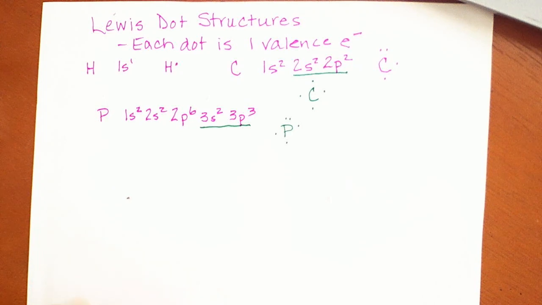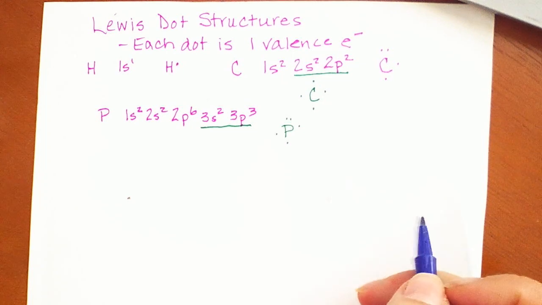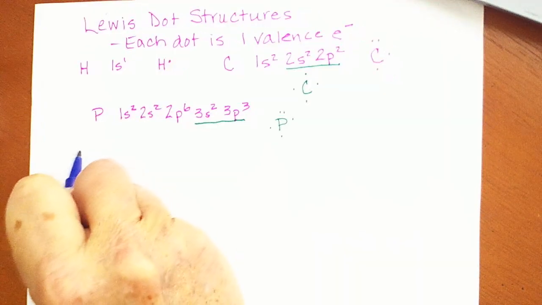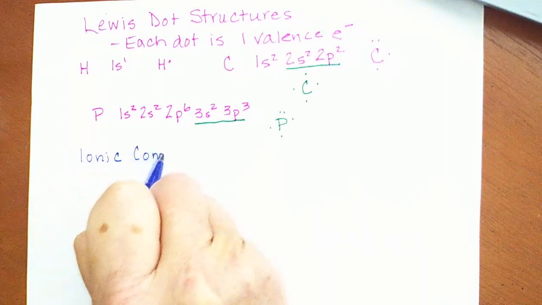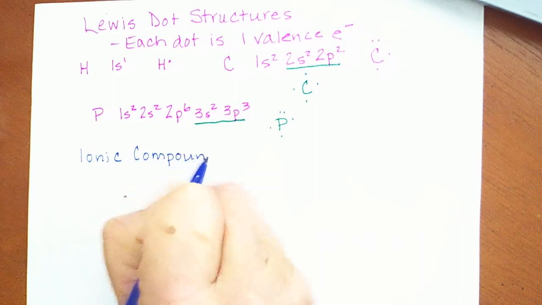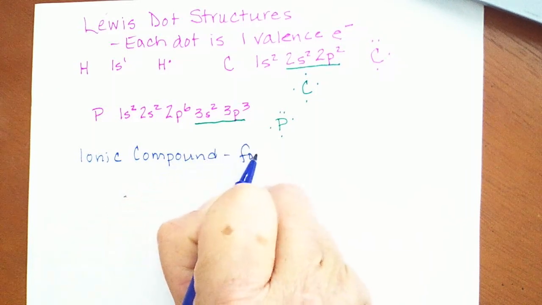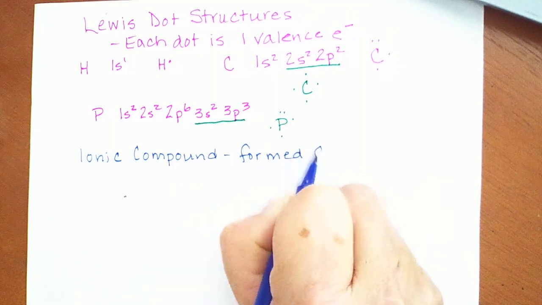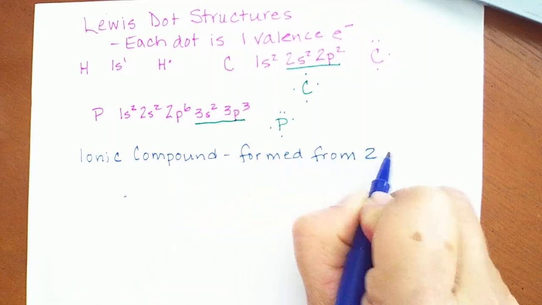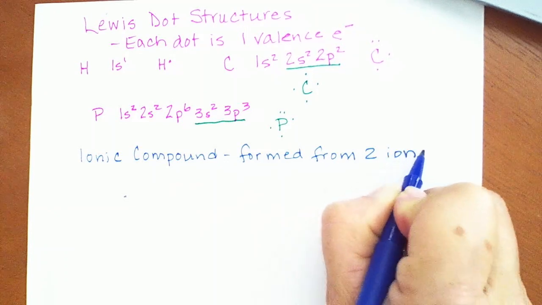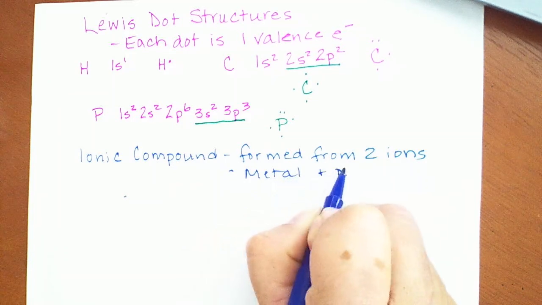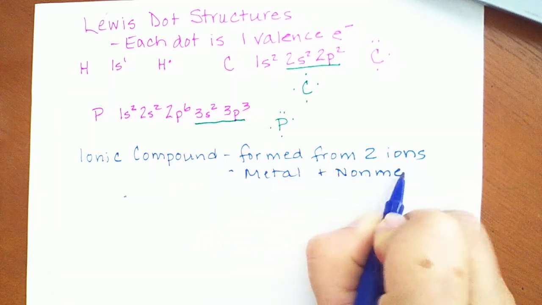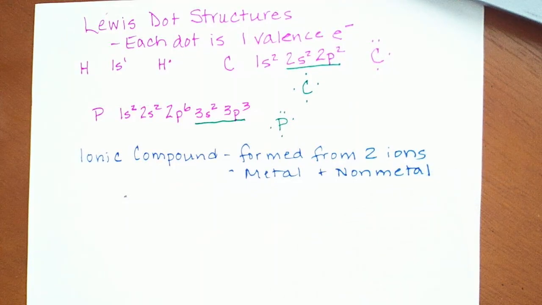So we're going to start today by talking about the electron dot structures for ionic compounds, and we've already done these. Remember, an ionic compound is formed from 2 ions. So that would be a metal and a nonmetal. Okay, and that's how you know it's an ionic compound.